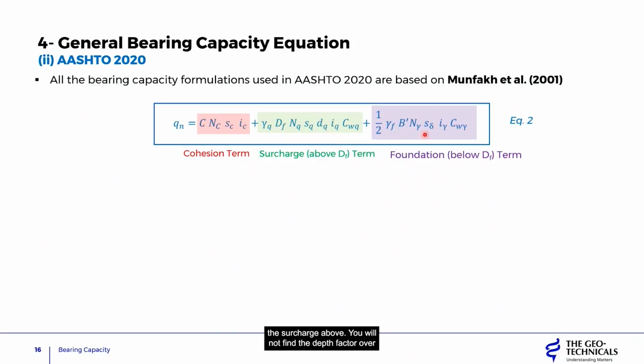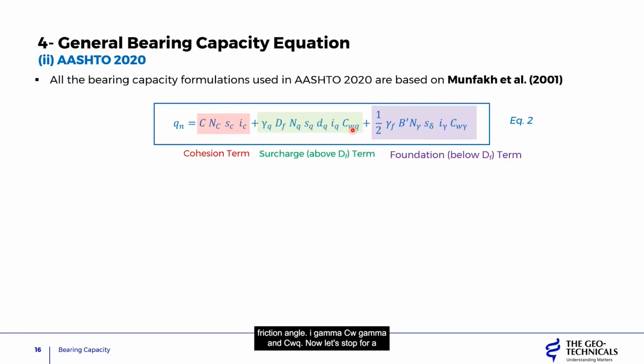You will not find the depth factor over here. You will not find a shape factor over here, and you will not find the depth factor. Sorry, you will not find depth factor over here, and you will not find depth factor over here. Here S times, that shouldn't be delta, that should be gamma. So I'm gonna update that when you receive this presentation, it will be gamma. And in gamma, that's a function of the friction angle, I gamma, C, W gamma, and C W Q.